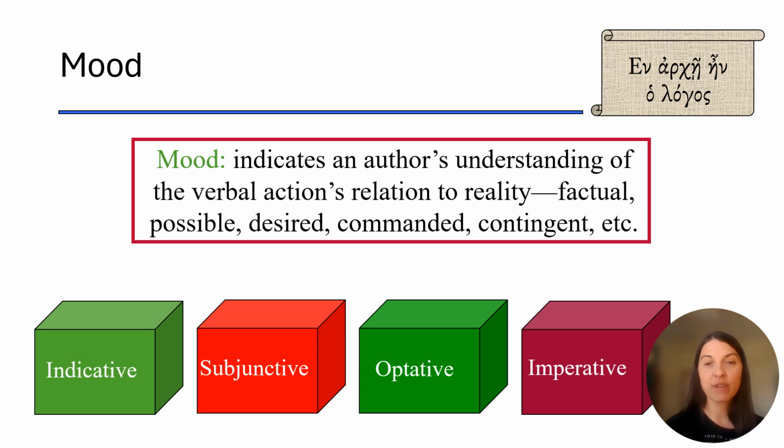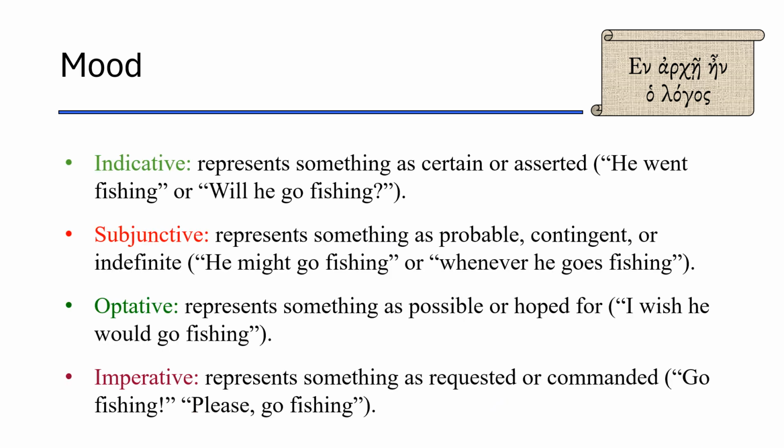So we have 4 different moods in the Greek: indicative, subjunctive, optative, and imperative. So indicative is the mood that represents something is certain or will be certain. He went fishing, or will he go fishing? This is something that is factual.